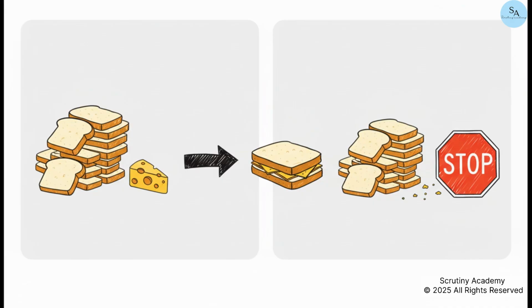It's actually super simple. Think about making cheese sandwiches. Let's say you've got 10 slices of bread, but only 3 slices of cheese. How many sandwiches can you possibly make? 3, right? It doesn't matter that you have all that extra bread. You're limited by the cheese. The cheese runs out first.